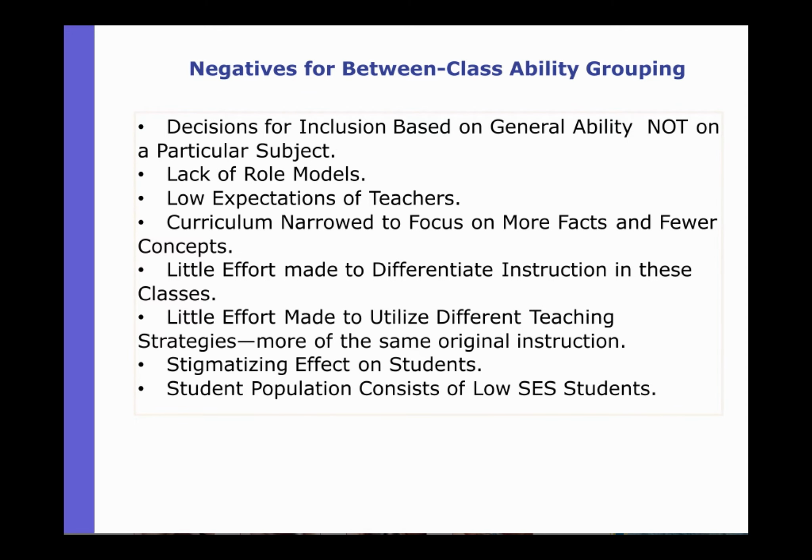The negatives for between-class ability groupings: discussions for inclusion are based on a general ability, not on a particular subject, and you lack role models. There tends to be low expectations for teachers. The curriculum is narrowed to focus on more facts and fewer concepts in the lower groups. They just give them the basics instead of pushing them towards the higher end. Little effort is made to differentiate instruction because they just figure everybody's on the same page. This is all the low kids, so I'm just going to gear it towards the low. And little effort is made to utilize different teaching strategies. It's more of the same original instruction. It's kind of like skill and drill because we just figure that they need to get the basics.